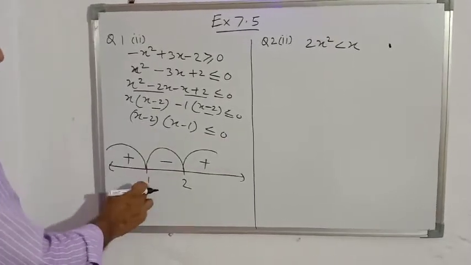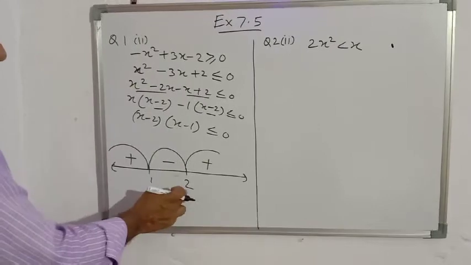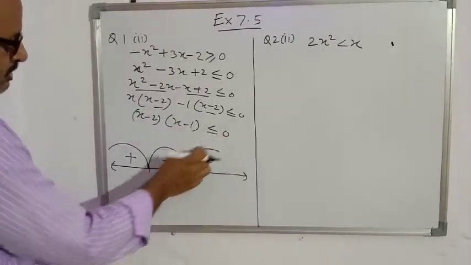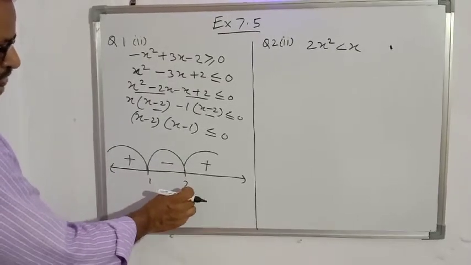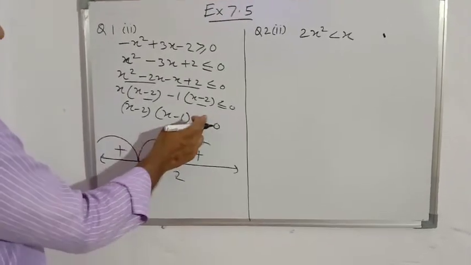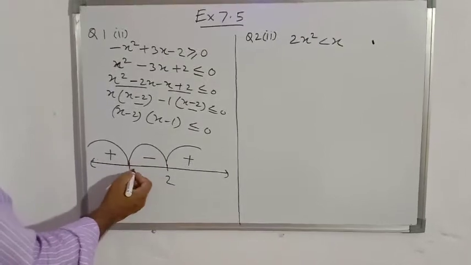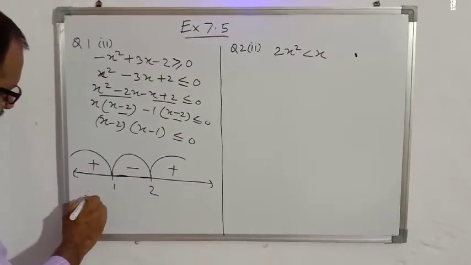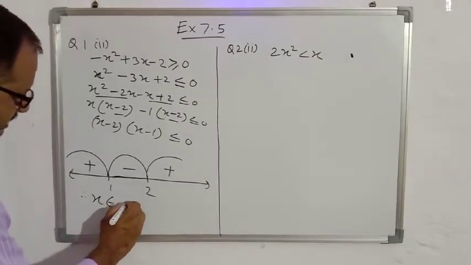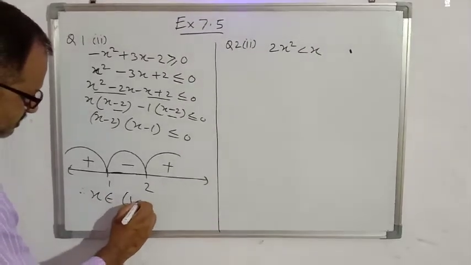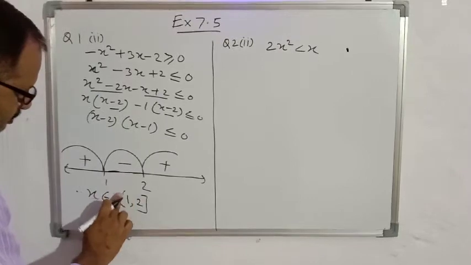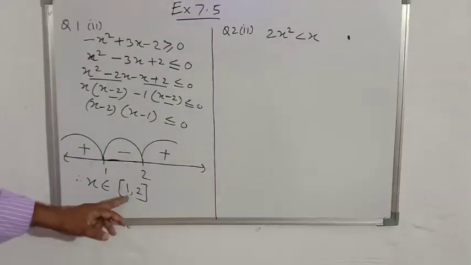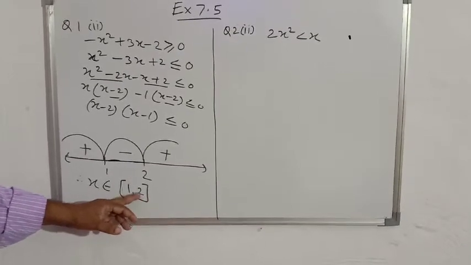So we know that at x is equal to 1 and x is equal to 2, the product of x minus 2 and x minus 1 will be 0. So we have to take 1 and 2 also in the solution set. And for less than 0, meaning negative, we will take this interval 1 to 2. So therefore, x will lie in the interval 1 to 2. We will take closed interval because 1 and 2 are also included.